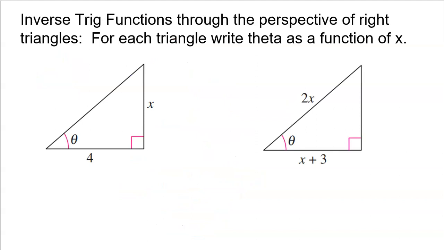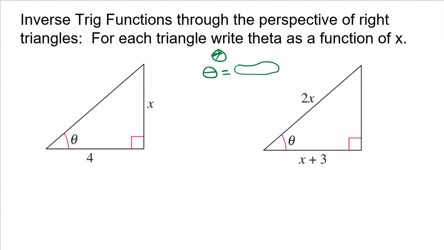All right, let's look at 2 more examples of doing that. But this time, there's an unknown, an x. So this is actually trying to connect to what we did last unit with creating functions. For each triangle, I want to write theta as a function of x. So remember what that means. I want an equation for theta, and on the other side, I'm only allowed to have an x. That's what we mean when we say write it as a function of x.